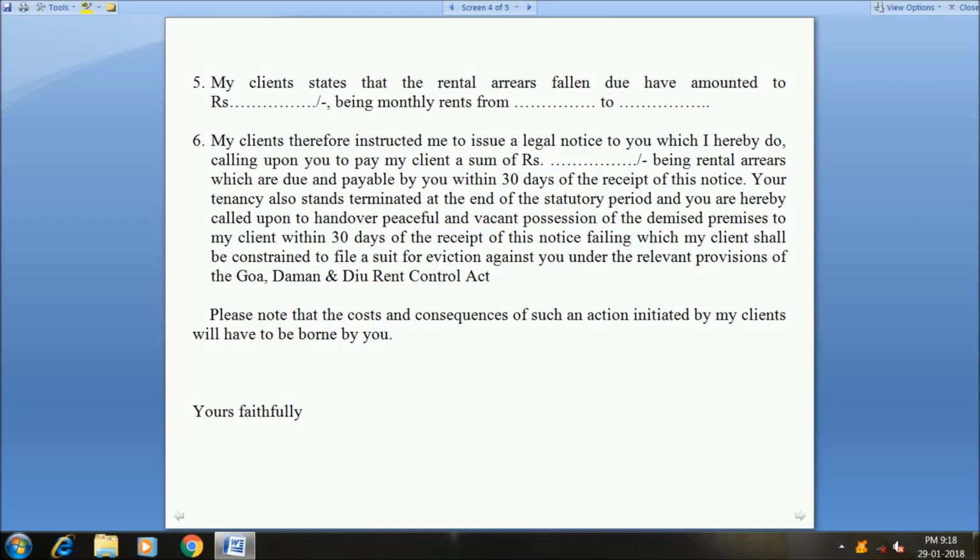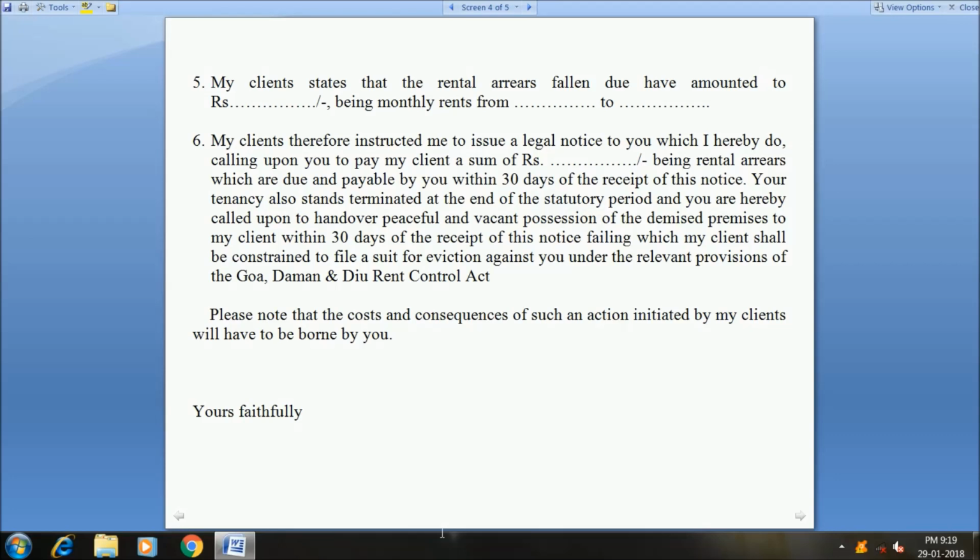Your tenancy also stands terminated at the end of the statutory period, and you are hereby called upon to hand over peaceful and vacant possession of the premises to my client within a period of 30 days from the receipt of the notice, failing which my client shall be constrained to file a suit for eviction as against you under the relevant provisions of the Goa Daman and Diu Rent Control Act. So this is how generally the last paragraph is required to be, that you intimate the opposite party that the opposite party has to do so and so within a specific period, failing which you will be constrained to approach the court to avail civil remedies.